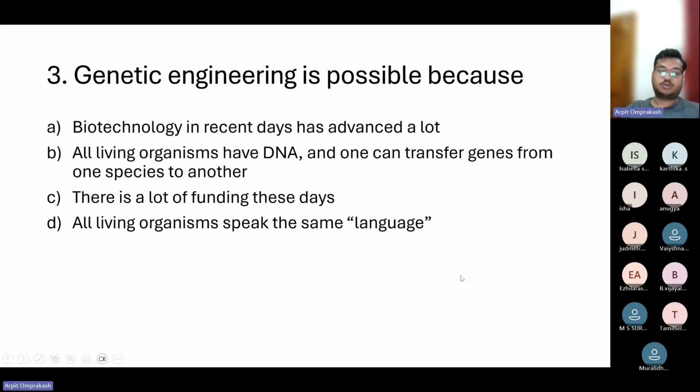Okay, yes. Option D is one correct answer. So we'll go through all the options. Option A, biotechnology in recent days has advanced a lot. That is true, but genetic engineering is not only possible because of that. B is all living organisms have DNA and one can transfer genes from one species to another. That is a major reason why genetic engineering is possible, because all of us have DNA and one can transfer the genes from one organism to another. That's why we have BT cotton, BT brinjal, and so on. The third thing is also false. And the fourth thing, all living organisms speak the same language, is also correct. So the answer here would be B and D. Both of them are correct.